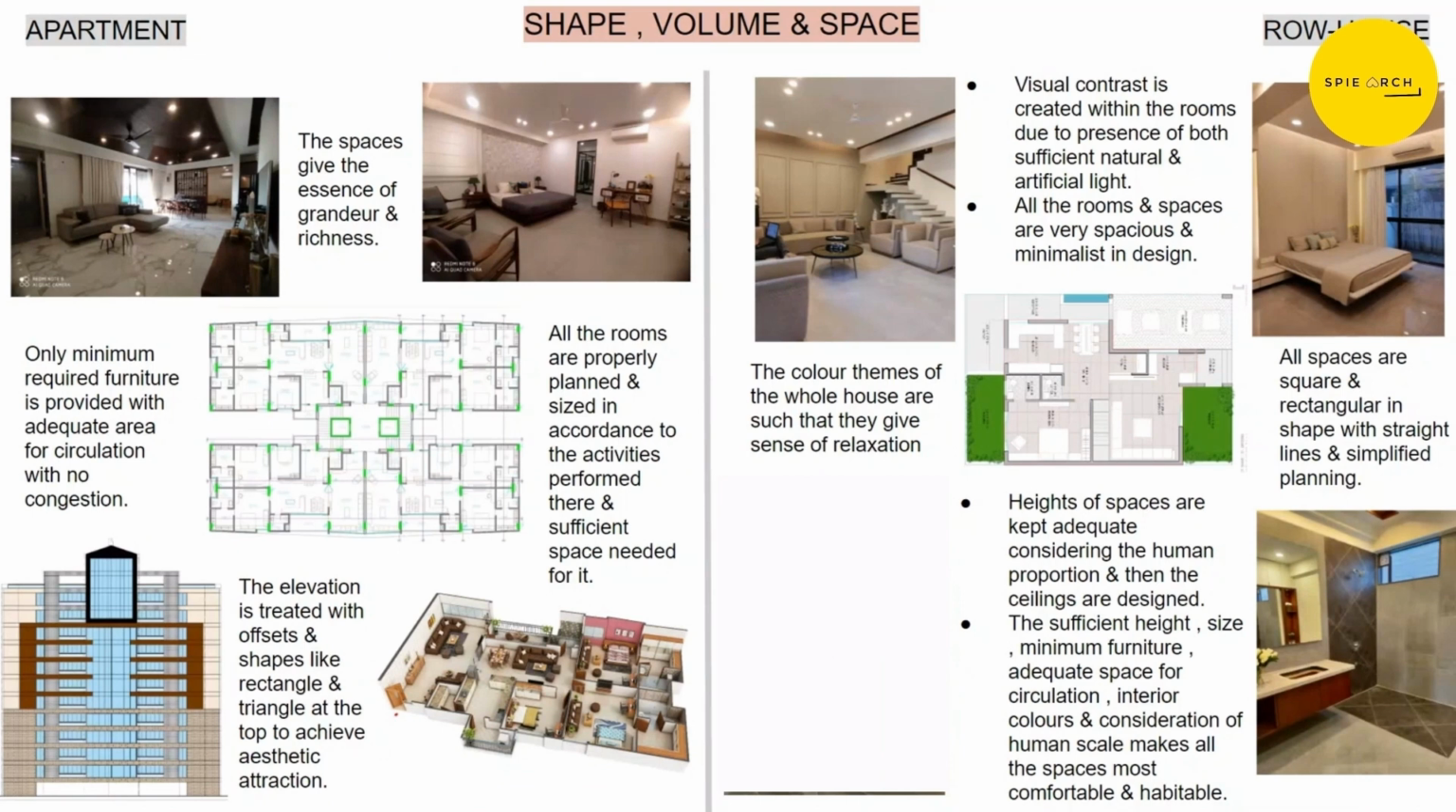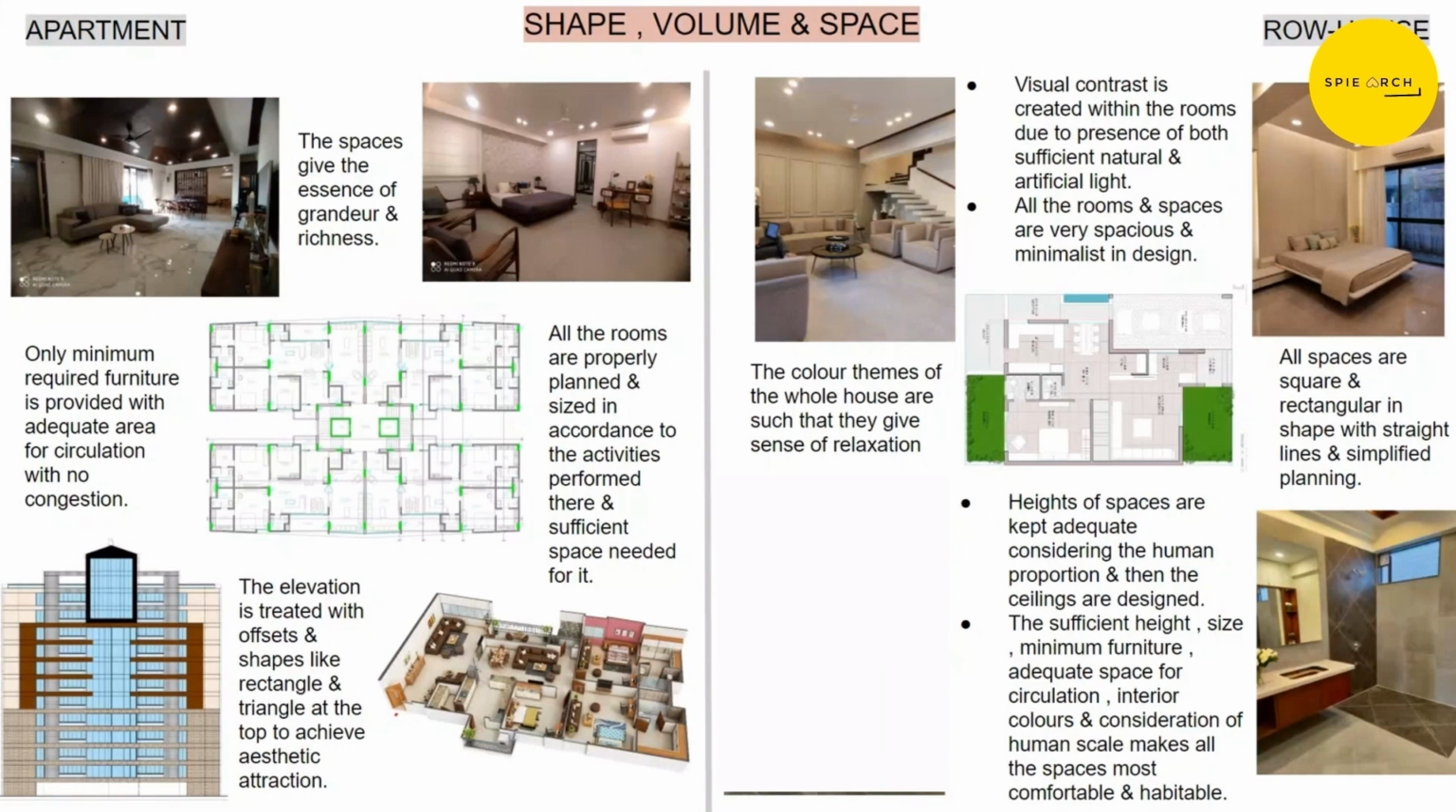Namrata, so this is like we visited the site. About the spaces and interior spaces and volume of it, the spaces were very grand. They gave the essence of grandeur and richness. Only the minimum required furniture was kept, and there were proper circulation spaces available. All the rooms were properly connected, properly zoned, and they basically used rectangles, squares, and straight lines for planning as well as for elevation.